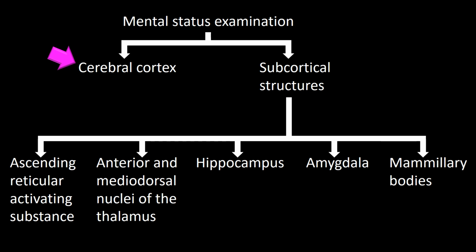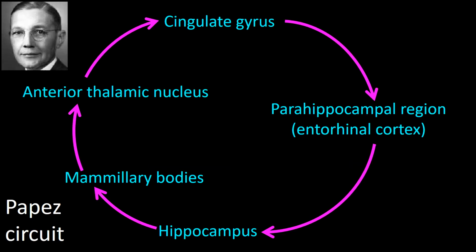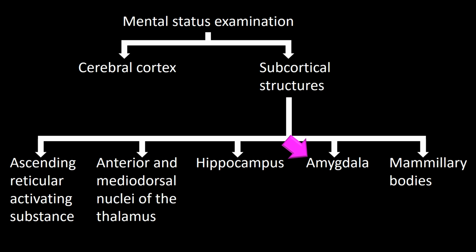In addition to the cerebral cortex, memory is also a function, as previously mentioned, of subcortical structures, such as the anterior nucleus of the thalamus, hippocampus, and mammillary bodies. These latter three subcortical structures are components of the Papez circuit. The amygdala also plays a role in the storage of emotional memories. Other subcortical structures not shown here play a role in different types of memories. I will mention them as we discuss the different aspects of memory.